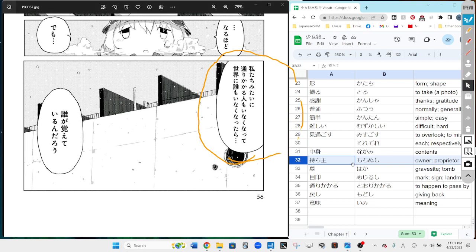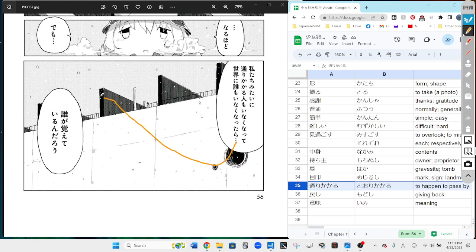私たちみたいに、I think that means 通りかかる、人もいない、もういなくなって、世界に誰もいな、いなくなったら、I think that means, this is one sentence, you should continue. Sorry. Yes. It is, if we seem to have passed, I don't really get the second column. So you want to start over here anyway, because it ends in te form, and te form is and. So we have an and right here. So it's saying, hito mo inaku natte. So do you know what this natte is?